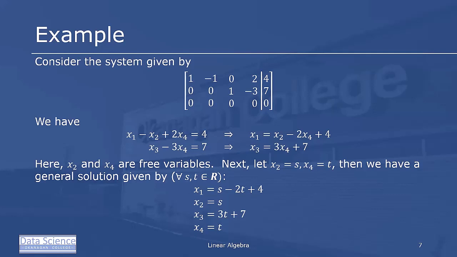Given that x2 and x4 are free variables, we can call them s and t respectively. Then for any real numbers s and t, x1 is equal to s minus 2t plus 4, x2 equals s, x3 equals 3t plus 7, and x4 is equal to t.